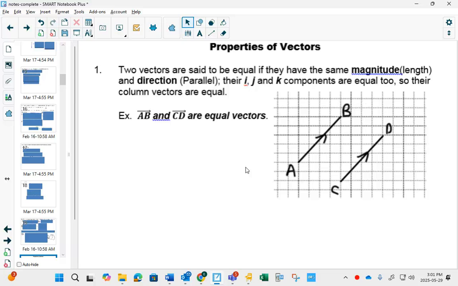So A to B and C to D start at different places, end at different places, but we say that those vectors are equal. Because both of them go 4 to the right and 5 up? That sure looks like it. So they would be both written as 4, 5. Even though they start at different places and end at different places.